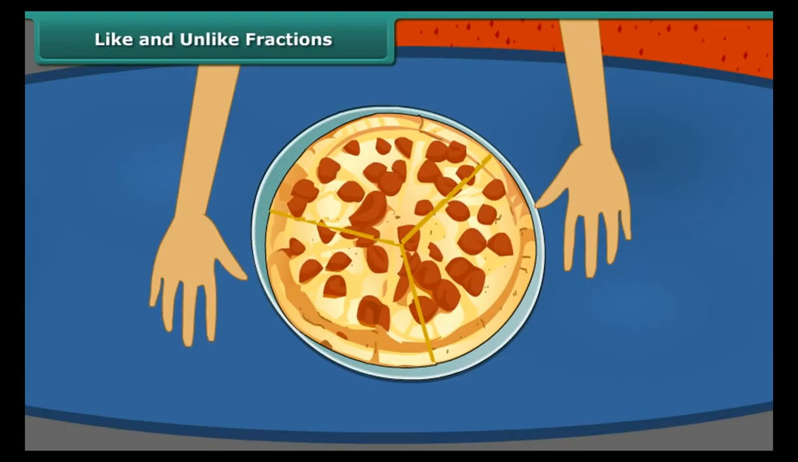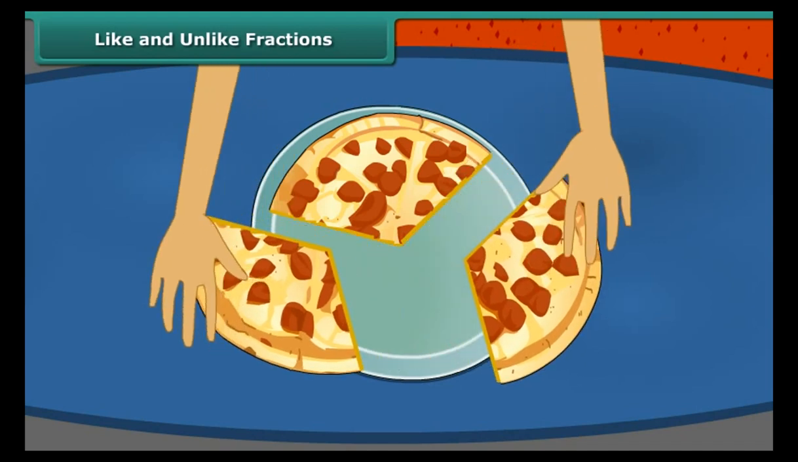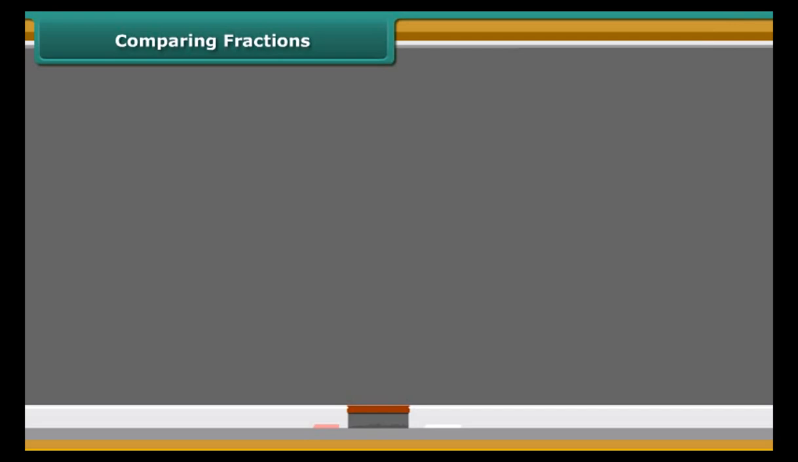Looking at the question we earlier asked, we can say that each of them, Rahul, Rima and Nina, received 1/3 part of pizza. Notice that this is also an example of like fractions.